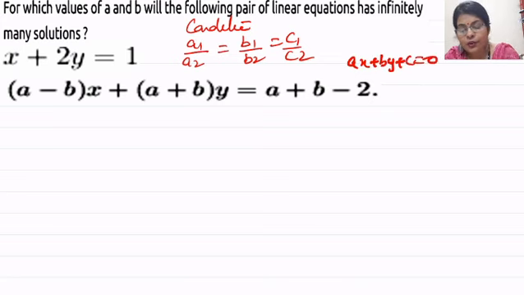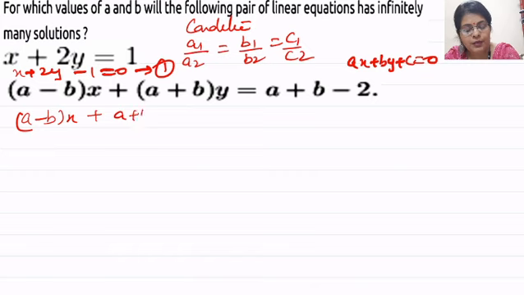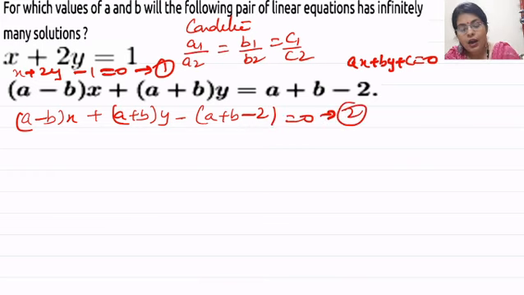So according to that, what is our A1? Just simply we will write over here x plus 2y minus 1 equal to 0. This will be our equation 1, and this will be our equation 2, (a minus b)x plus (a plus b)y minus (a plus b minus 2) equal to 0. This is our equation 2. Now we will put the values in our condition, A1 upon A2. So what is our A1? It is given in the question as x plus 2y.